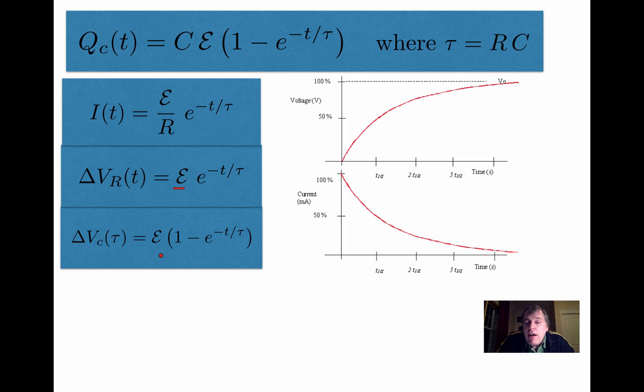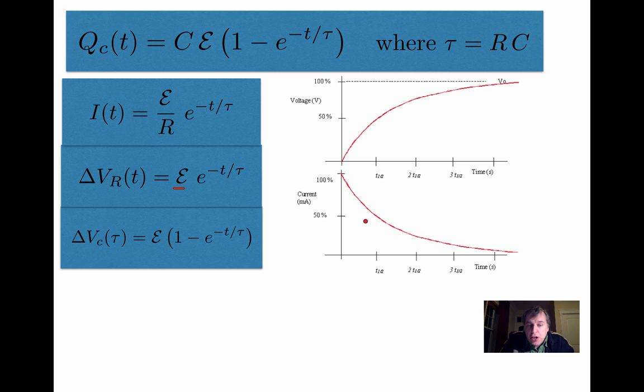So we always have either one or the other of those two curves here. Whenever you have a form like this of 1 minus e to the minus t over tau, you get a curve of this form here. If you have a form like this, a constant times a decreasing exponential, you get a curve like this.